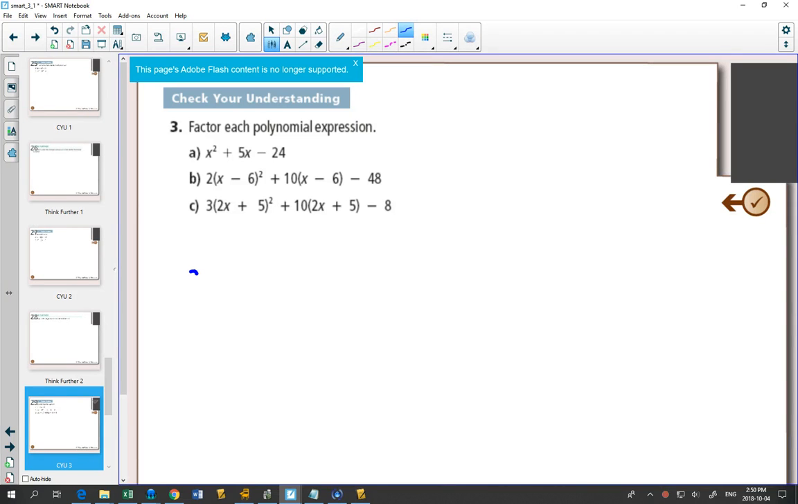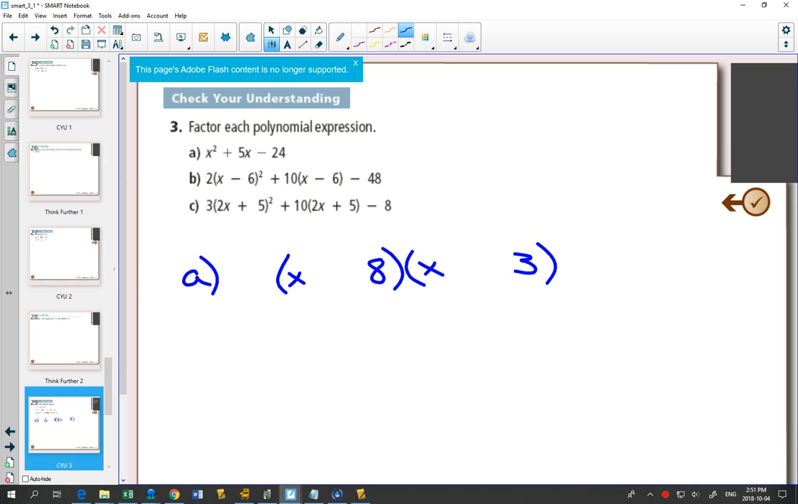Okay, factoring, basic level is A. You have to factor x squared plus 5x minus 24. Well, you set up your brackets. What will give you x squared? X and x. What will give you 24 so that your outside and inside make 5? 8 and 3. Let's check if that works.